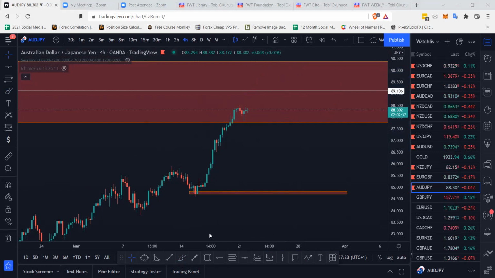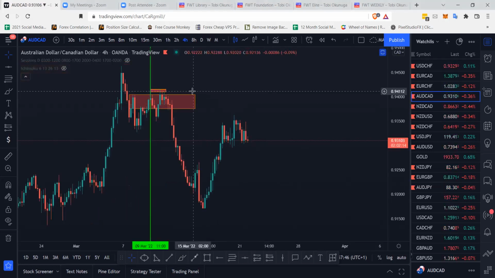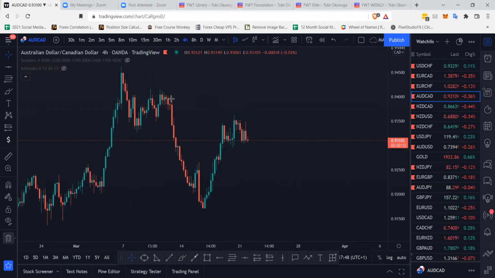What else? Which other pair do you want checked? Any other pair that you want us to check? Let me see. AUD CAD. Okay. Monthly.